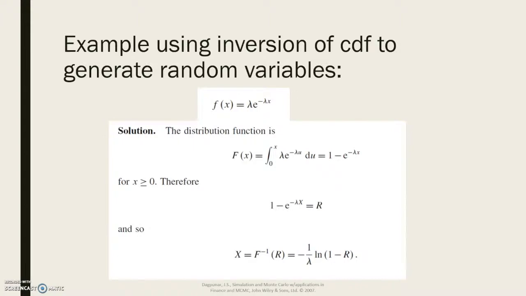So our example using the inversion of the CDF to generate a random variable is this. So the f of x is the distribution, and the CDF of f of x is this one right here, and we're gonna note s equal to r, and so the random variable is basically created by inversion of r in the last line here, and that's it for the inversion of the CDF to generate random variables.